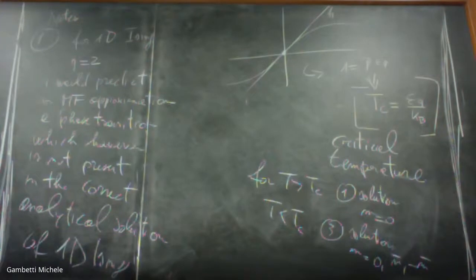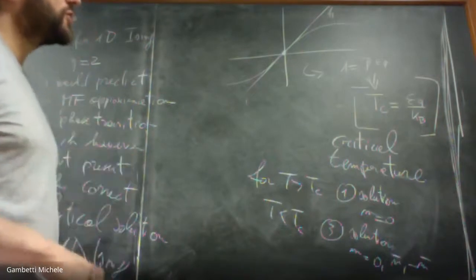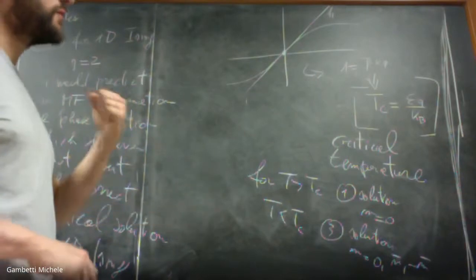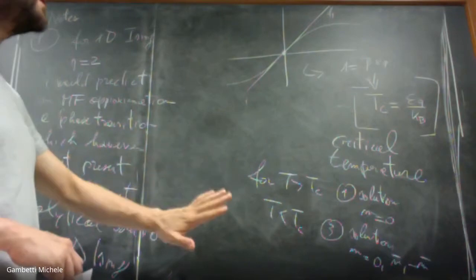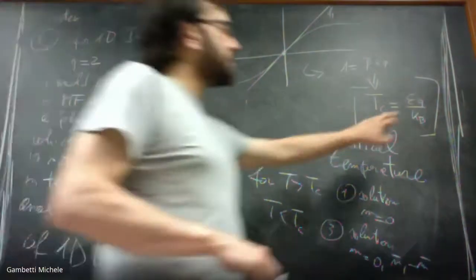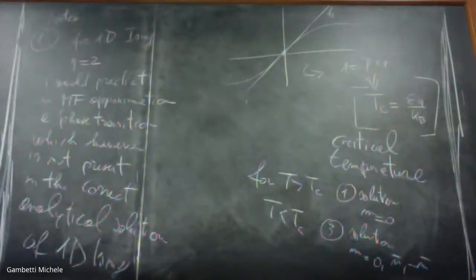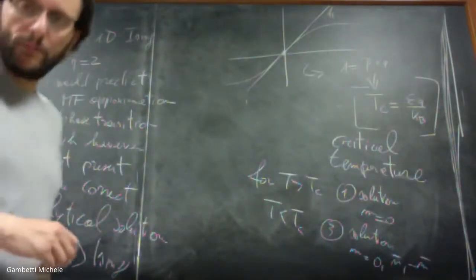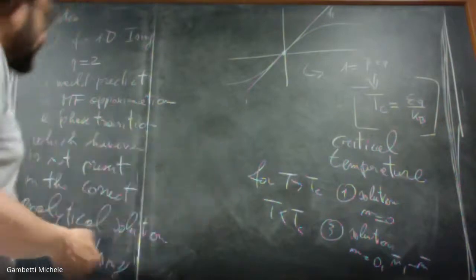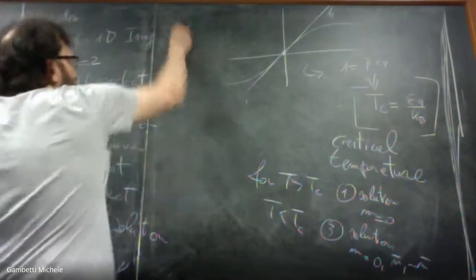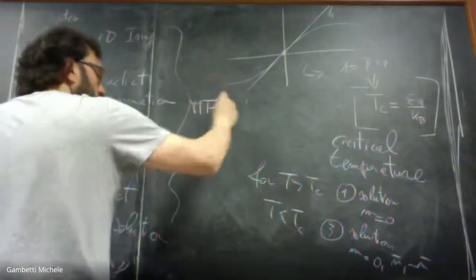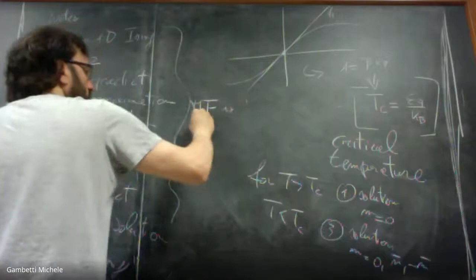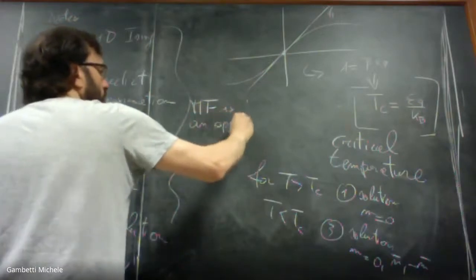So you see that when doing the mean-field approximation, I do not recover the result for the one-dimensional Ising model that was a correct result, it was analytical, because I would just need to put q equal to 2, and then I would predict a finite value of Tc, which is wrong, of course, and this is due to the fact that the mean-field approximation is indeed an approximation, of course.